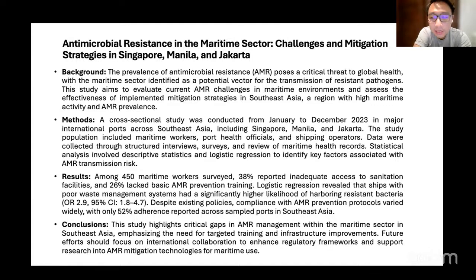In methods, be clear what your measures are. If you're measuring acceptability, if you're measuring prevalence, be clear, mention that in your methods. Don't be vague, because that is what you're going to report in your results. Because then when you go to the results, now we're going to the third section. Over 400 maritime workers surveyed, 38 reported inadequate access to sanitation. Okay. Logistic regression revealed that ships with poor.